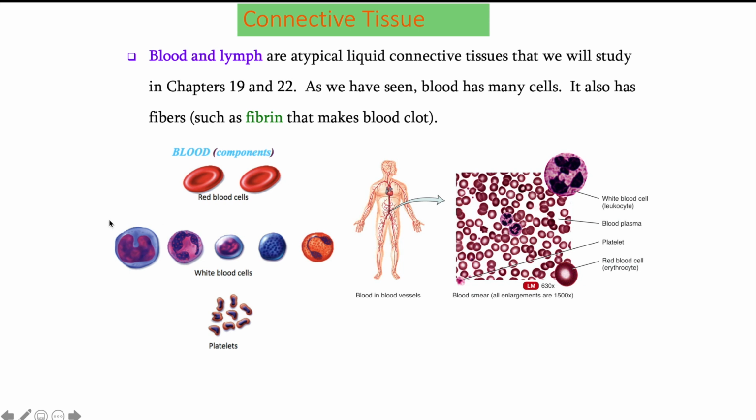And then down here you have different types of white blood cells, or a more scientific term is leukocyte. Or sometimes we'll just say WBC for white blood cell. And these are the white blood cells here.